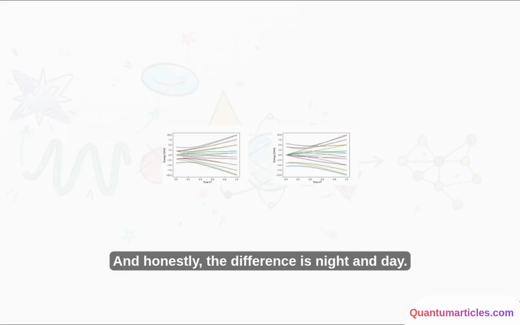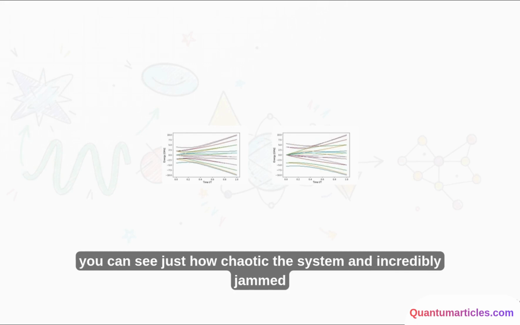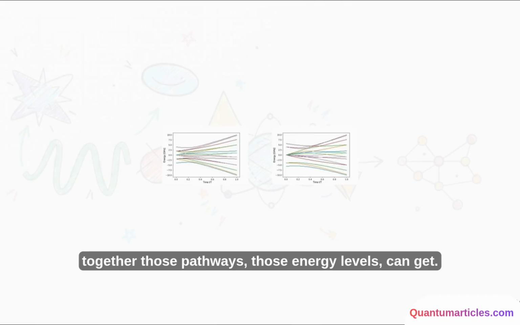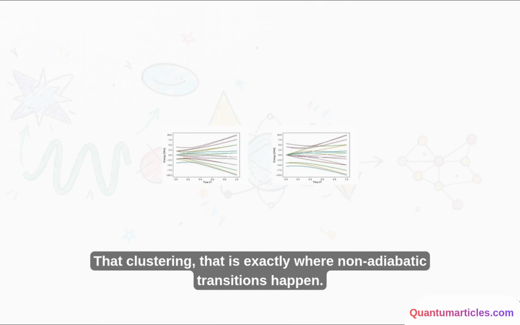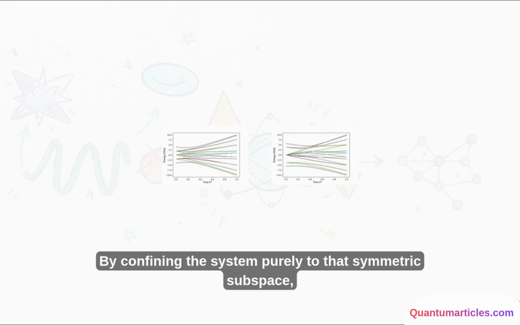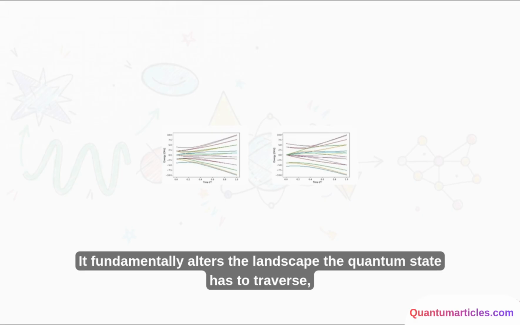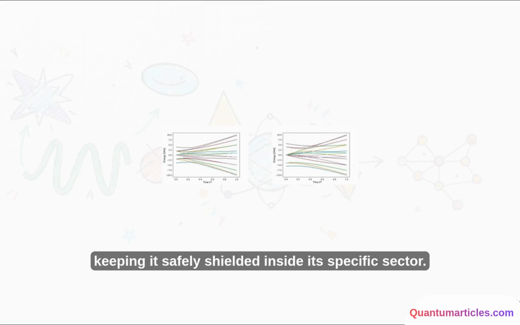And honestly, the difference is night and day. When you look at the energy spectrum using the conventional transverse field, you can see just how chaotic and incredibly jammed together those pathways, those energy levels, can get. That clustering is exactly where non-adiabatic transitions happen. It's right where the system jumps the track. Now, contrast that with the author's XY model. By confining the system purely to that symmetric subspace, the relevant pathways are managed so much better. It fundamentally alters the landscape the quantum state has to traverse, keeping it safely shielded inside its specific sector.